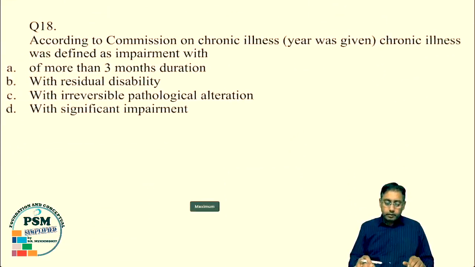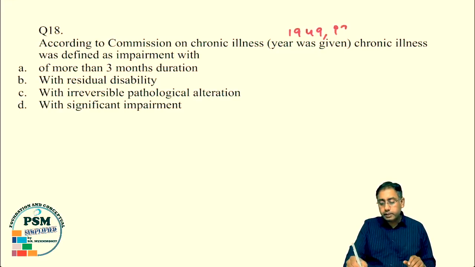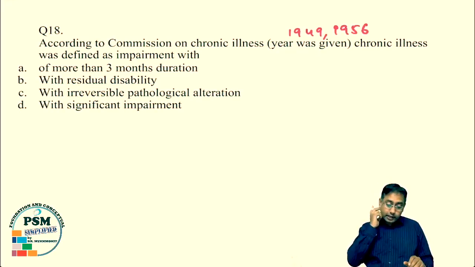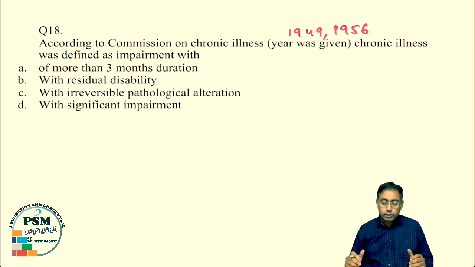Last question is, according to the Commission on Chronic Illness, the year was given. So we already know it was in 1949 and 1956. Chronic illness was defined as impairment with more than 3 months duration with residual disability, irreversible pathological alteration, or significant impairment. So the guidelines have changed. It's a long way. We have come over more than 70 years now from the Commission on Chronic Illnesses. Now there are WHO guidelines which are being followed.